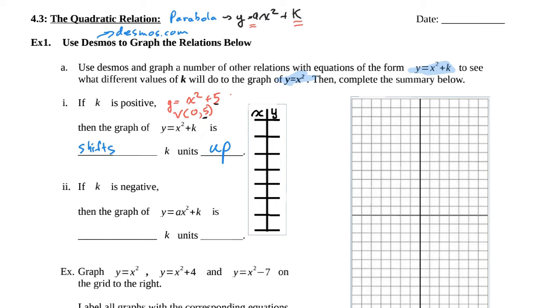Now, if we had a graph that looked like this, y equals x squared minus, say, 3, our vertex is going to be (0, negative 3). And what that means is our graph shifts down, shifts k units down.